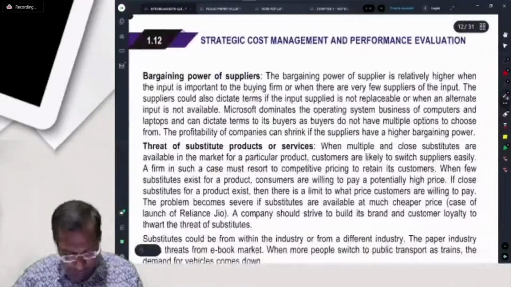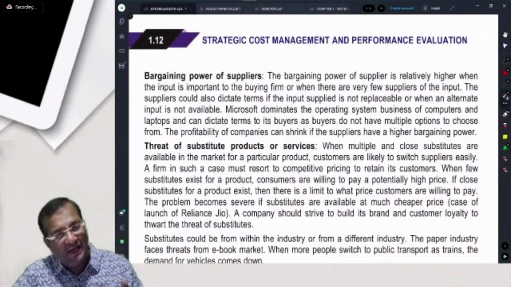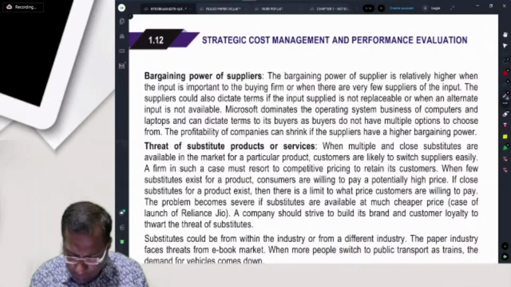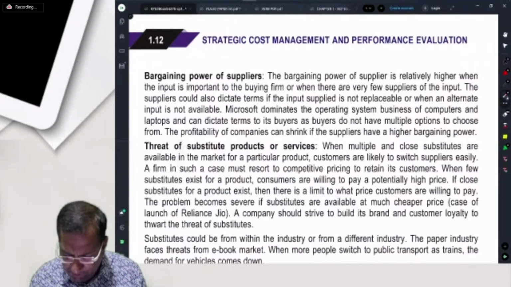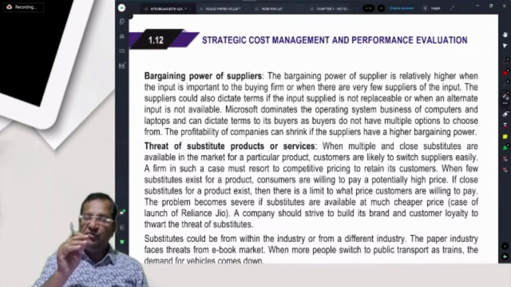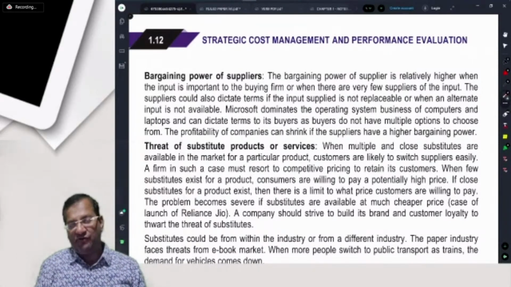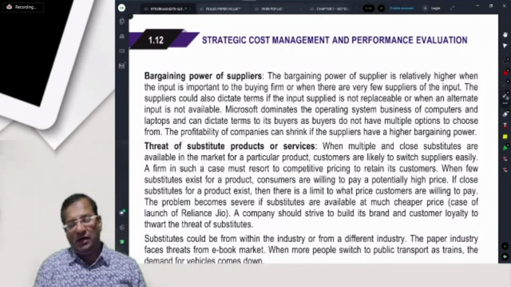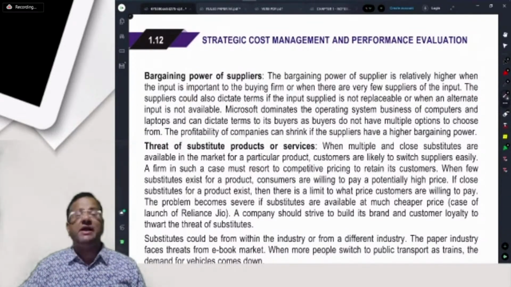Now once again the same question, beta, how can we decide whether the bargaining power of supplier is on the higher side? When the input supplied is not replaceable, or when an alternate input is not available. When there are only few suppliers in the market, 2 or 3 suppliers, definitely suppliers have the high bargaining power. But when the suppliers are 5, 10, 15, 20 in a particular city, then definitely the customer has a choice to buy from any of the suppliers. They get the same quality product, but because of competition among the suppliers, ultimately the king will be the consumer.